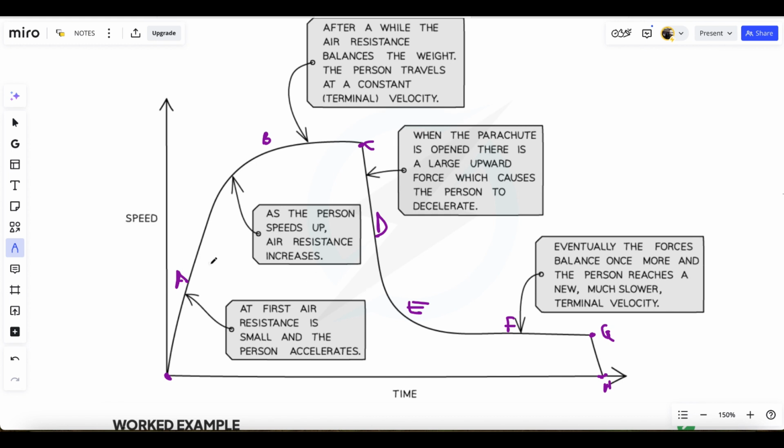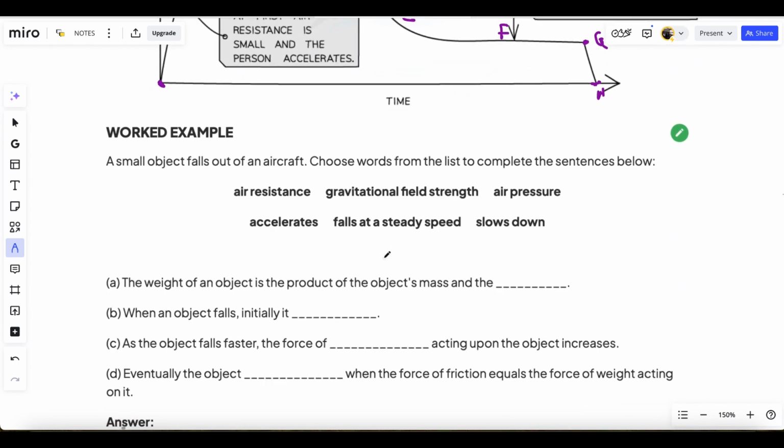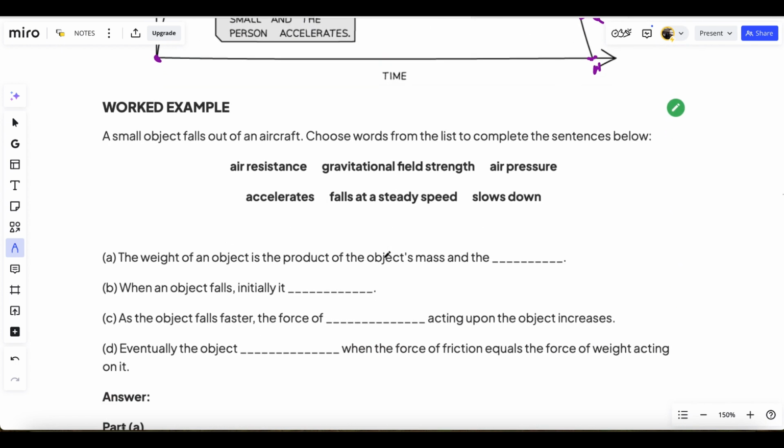Or they ask you to draw the speed time graph of an object, a skydiver. Draw the speed time graph of a skydiver. This is what you're going to draw. Is that okay? Let's move on. I think once you know this, you're good to go. Here is a question for you.